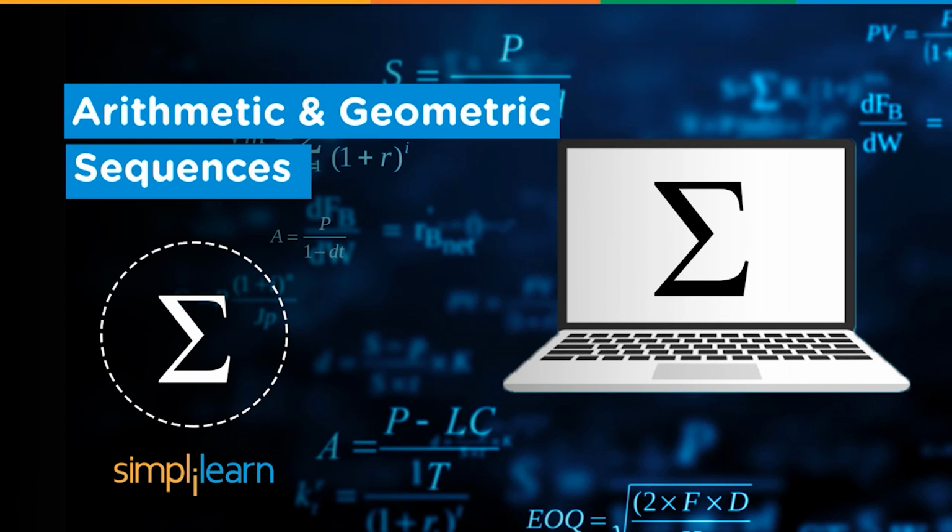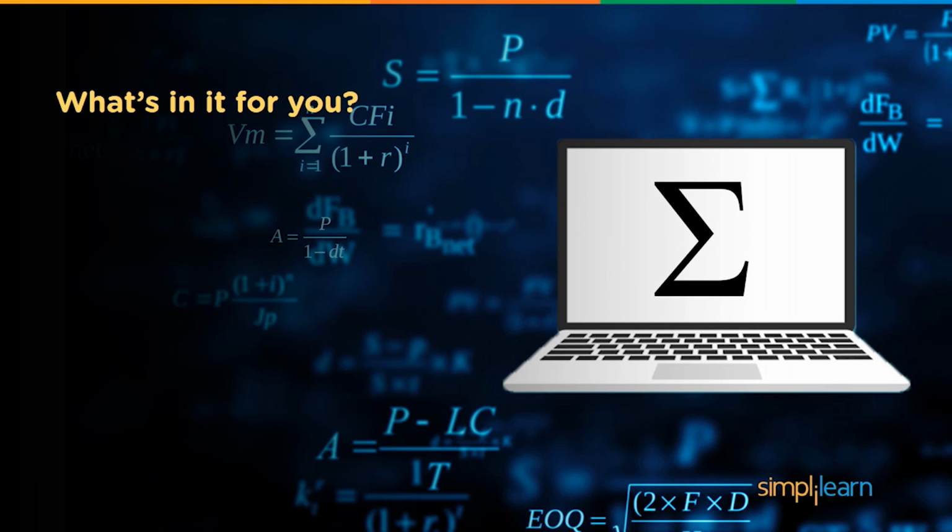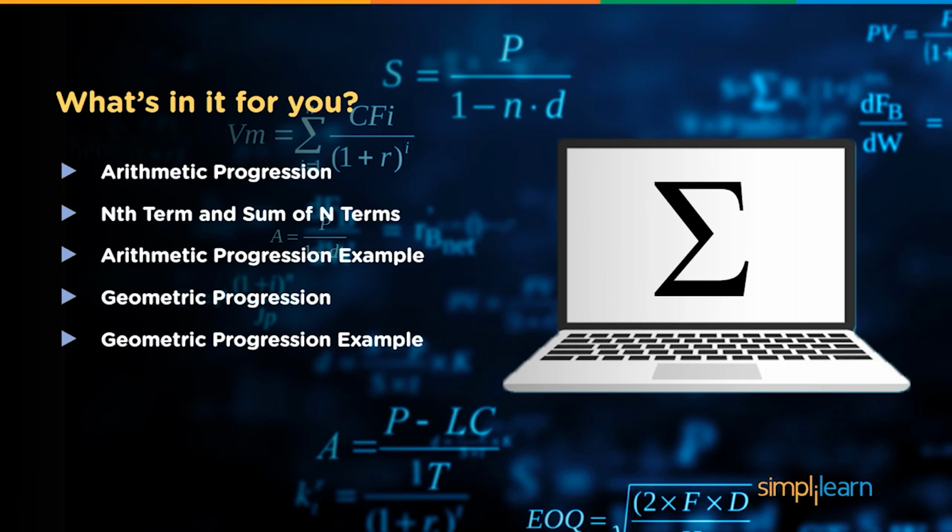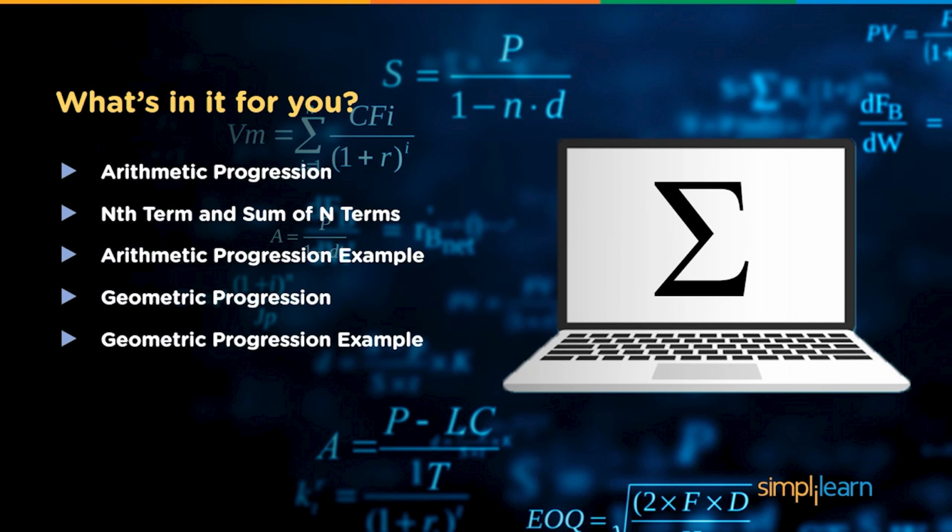In today's session, we will discuss arithmetic and geometric progression, which is an important subtopic of sequence and series. We'll start by defining what is an arithmetic progression. Then we'll move on to learn how to find the nth term of the sequence that is in AP and the sum of the n terms using the formula. After that, we'll solve a numerical example to learn how the formula works.